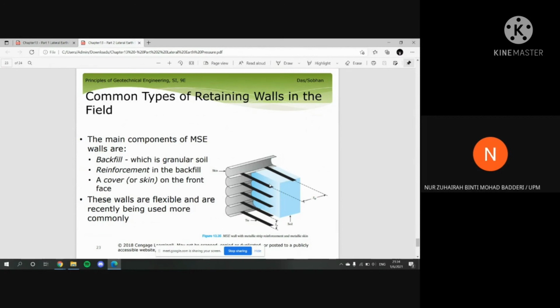Sebab tu kita kena tahu. Dia ada kena dengan backfill juga tadi. And then reinforcement dalam backfill tu sebab nak bagi dia stabil. And then also a cover or skin on the front face. So these walls are flexible and are recently being used more commonly. Last slide.